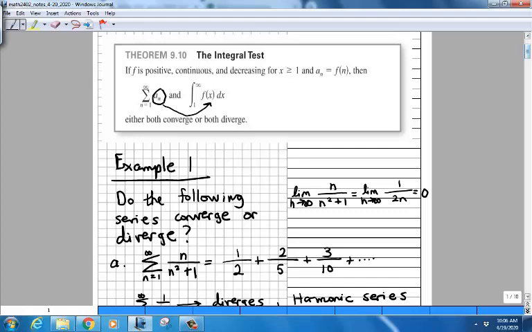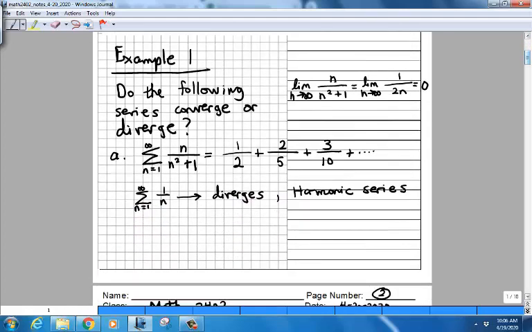All right, so let's see if we can apply the integral test to this particular situation. Again, I'm trying to determine, does this series, the sum from n equals 1 to infinity of n over n squared plus 1, add up to a finite number? Does it converge or does it diverge?